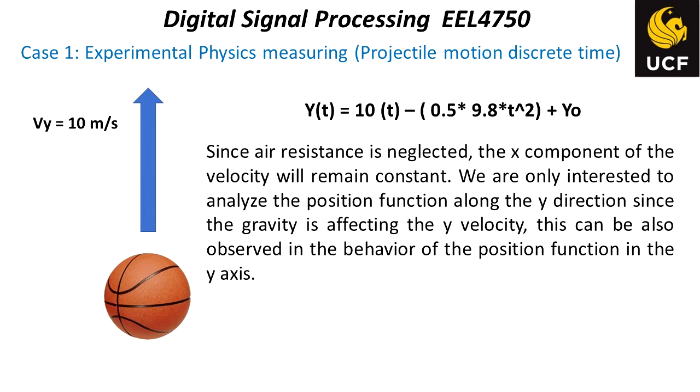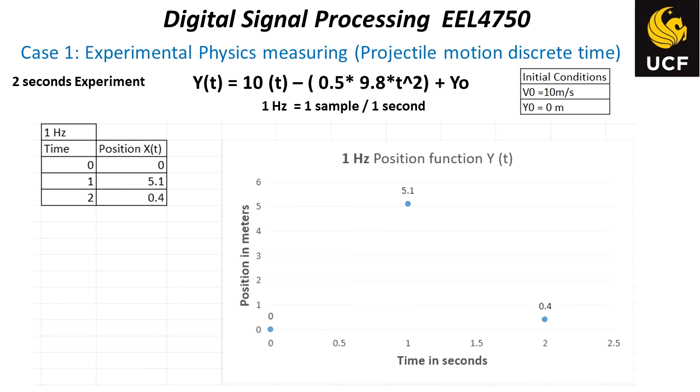And I am going to use the kinematic equations, the position function, to analyze the y direction. So as you can see, our y component of velocity is 10 meters per second, and our initial position is going to be 0. We set that position to 0. I'm going to insert this function into my Excel spreadsheet and run the equation for the time of 2 seconds. So we have our initial conditions, and I chose 1 Hz. So this means that the tick timer is going to do 1 sample each second.